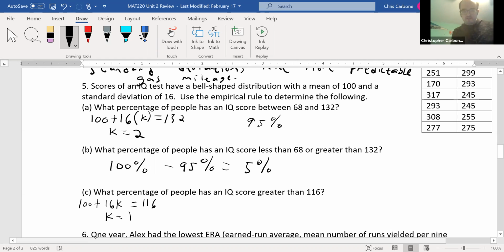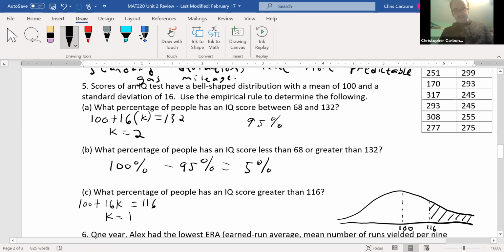Okay, so for this, it might be helpful to kind of draw this out. So a mean of 100 is here. A value of 116 would be here-ish. And we want to know what this percentage here is, the shaded region. Right, based on the empirical rule, we had 68% within 1 standard deviation. So since this is symmetrical, we could take half of that to get 34%.